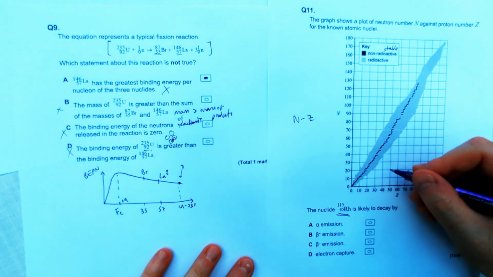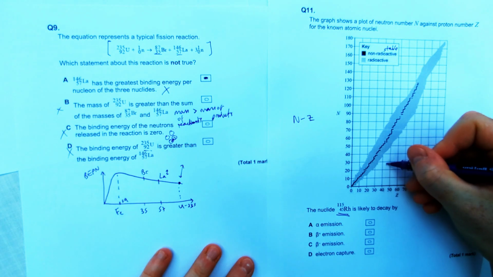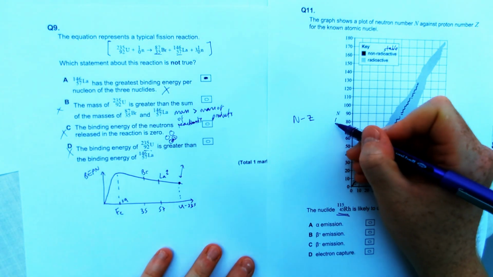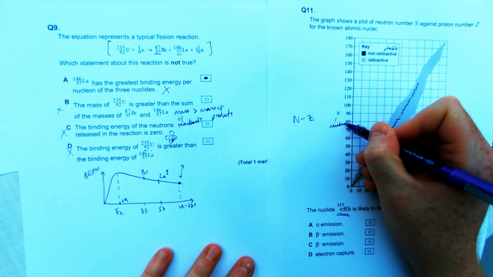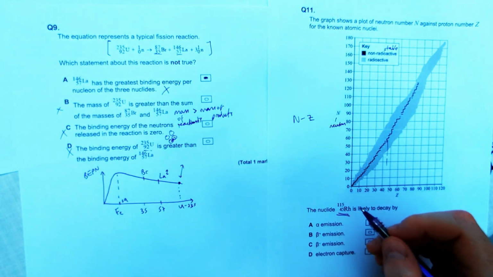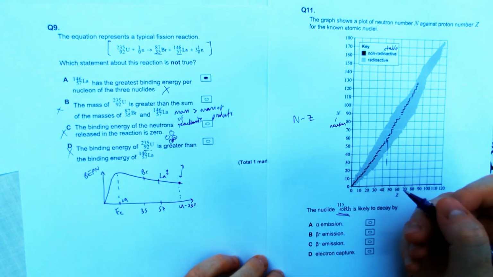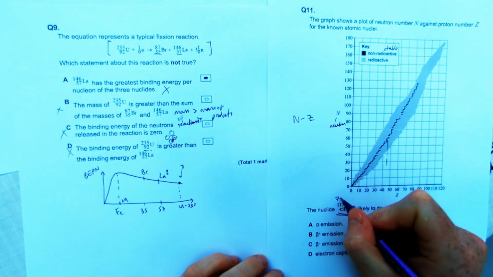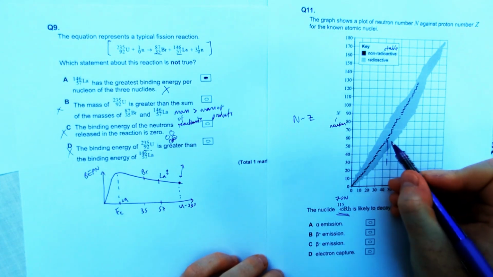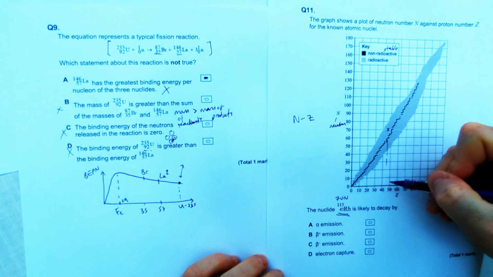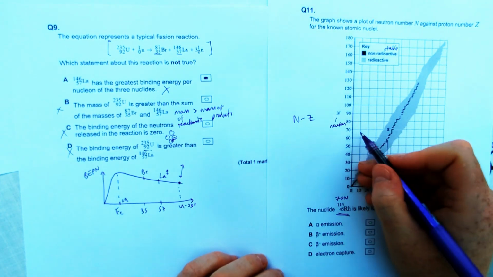So let's try and find it on the graph first. That will help us out. I'm going to do it without a ruler, but you should definitely do it with a ruler. We need to know this is the number of neutrons, not the total number of nucleons. So the number of neutrons in this material is going to be 70. So 70 neutrons means we go up here, up here, up here, and we reach this part here. So there's our element there.